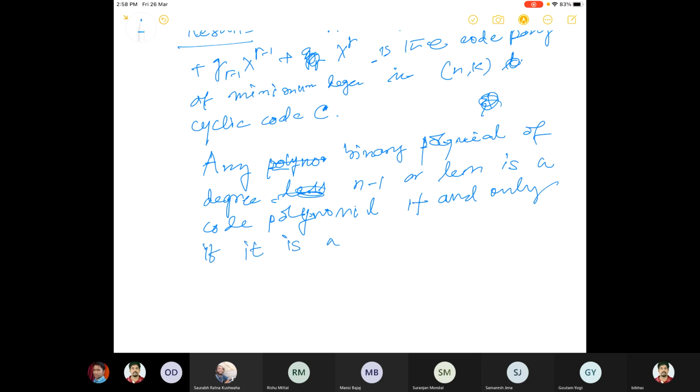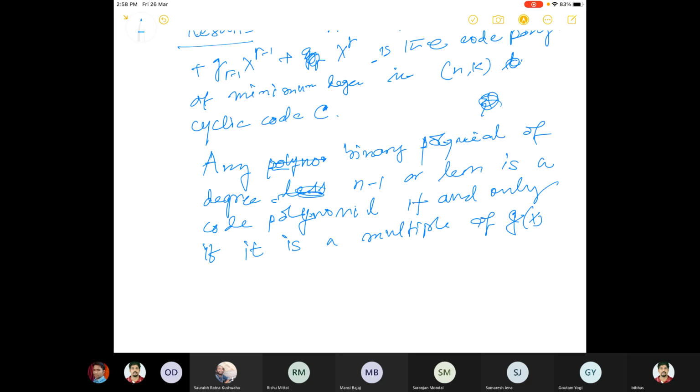if it is a multiple of g(x), and it is actually the theorem which characterizes the entire cyclic code. Suppose somehow you know the minimum degree code polynomial of a cyclic code, then all other code polynomials are nothing but multiples of it. Multiple means it is some polynomial times the minimum polynomial is actually the code polynomial. So this characterizes all the things, but here there is a catch.